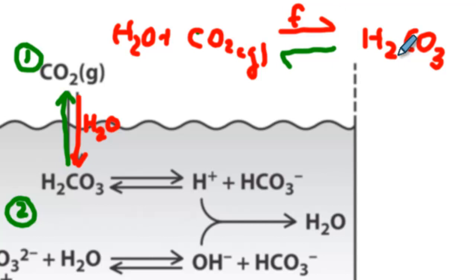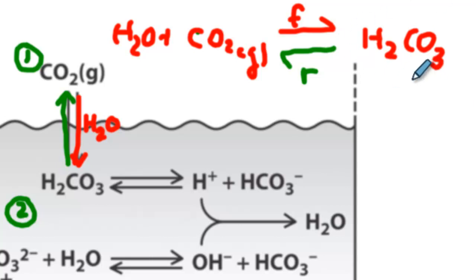The H2CO3, the carbonic acid, is turning back into CO2 and water. So we call that the reverse reaction, at least in the way we've written it, as a forward reaction. Left to right is considered forward, and right to left is considered reverse. And that reaction occurs at a certain rate, dependent on how much carbonic acid is in the water.